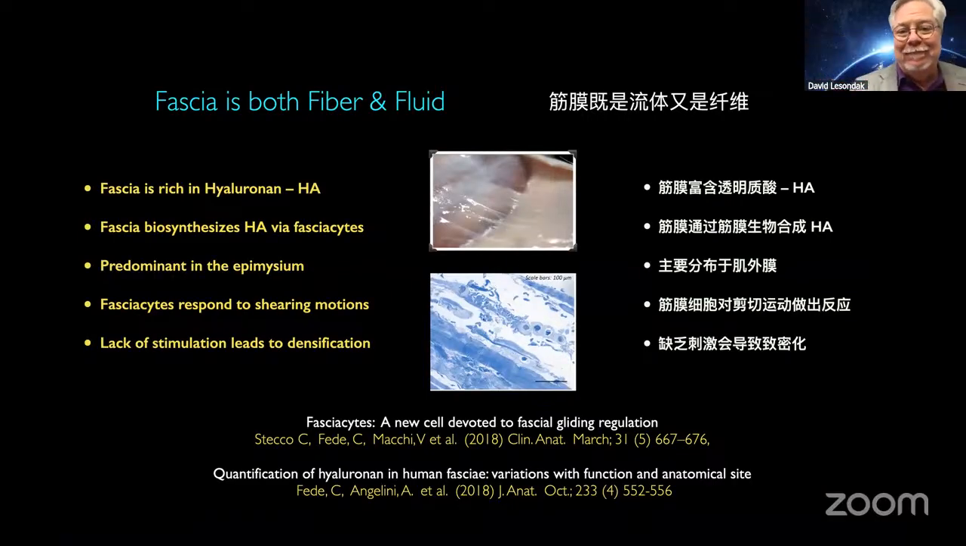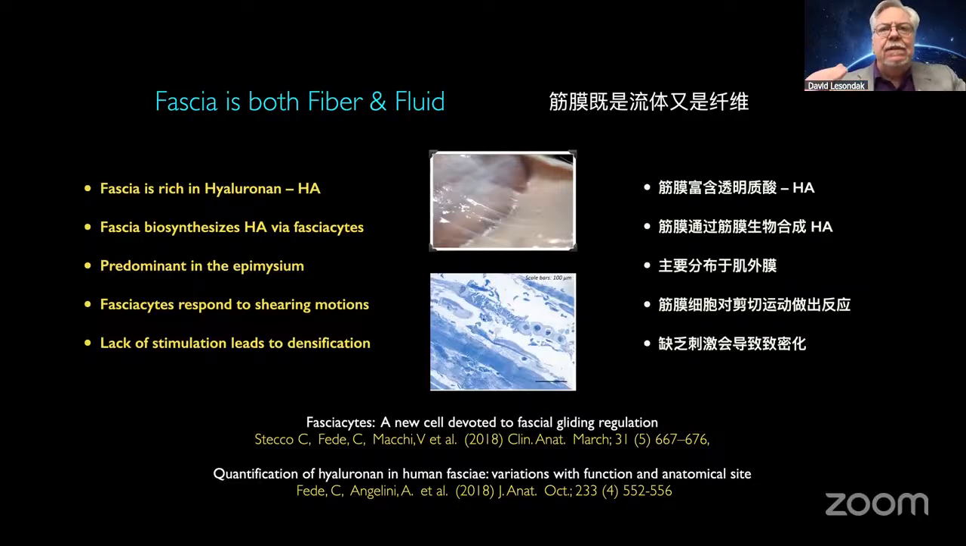Thank you, Rochelle. And here we are back now in fluid land, as Rochelle has mentioned, and I will elaborate on. Fascia is rich in fluid, specifically hyaluronin, which you often see in products as hyaluronic acid. The fascia biosynthesizes the hyaluronic acid via cells called fasciocytes, those darker blue dots you see in the bottom picture. And they're predominant in the sliding zone between the muscles.